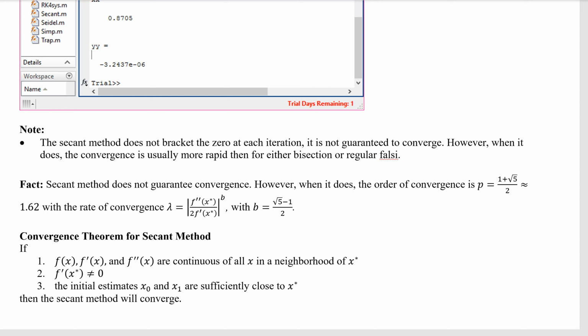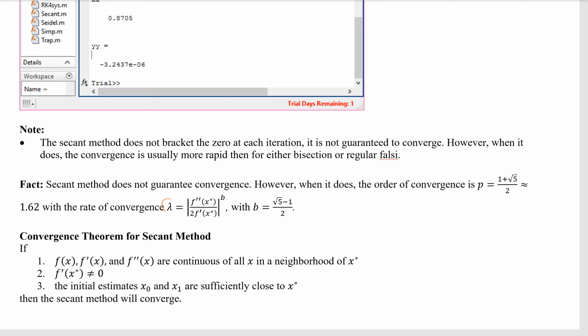But the problem is if we don't know whether they both converge. The regula falsi method always converges, but the secant method might converge or it might not. So here is the convergence theorem for the secant method. We have 3 conditions. First, the first derivative and the second derivative of f are continuous for all x in the neighborhood near the true value. Second, the derivative at the true value is not 0.